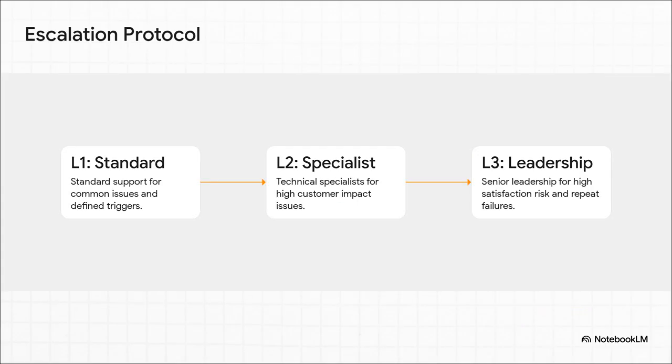So, what does a framework look like? A perfect example is using AI to map out your entire escalation process. You can literally ask it, design a tiered support system, define what a level 1 issue is, what triggers an escalation to a level 2 specialist, and what kind of crisis needs to go straight to leadership. The AI can build that entire decision-making model for you.